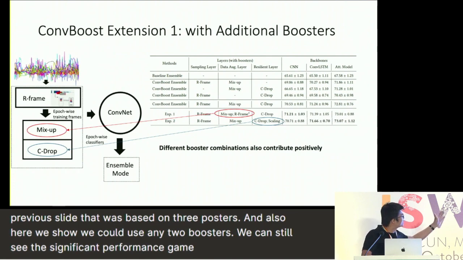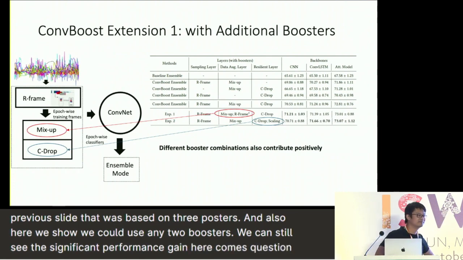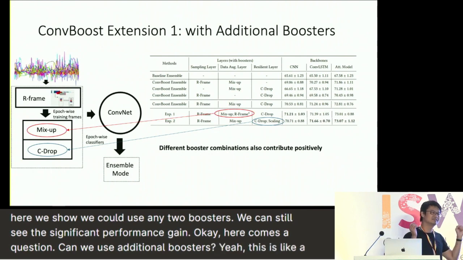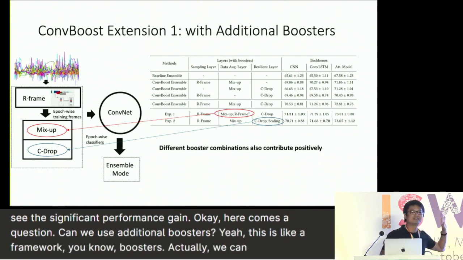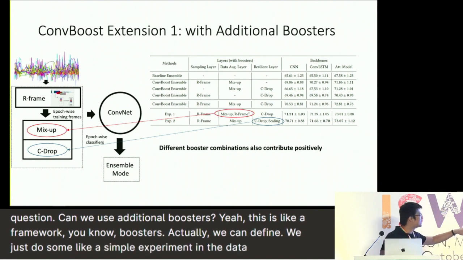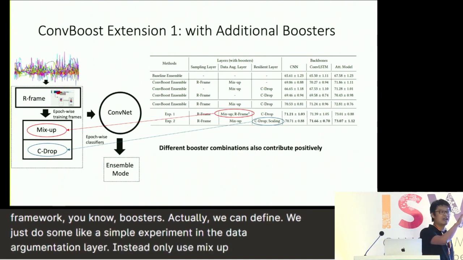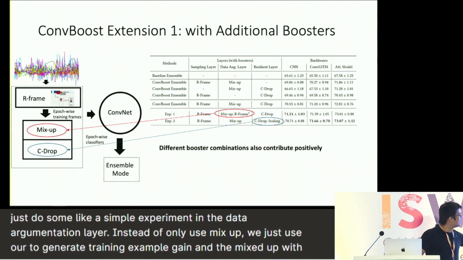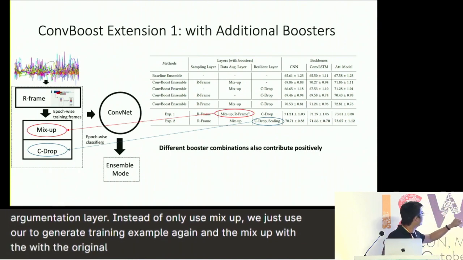Okay, here comes the question. Can we use additional boosters? This is like a framework. Boosters actually we can define. We just do some simple experiment. In the data augmentation layer, instead of only using mix-up, we just use R frame to generate training examples again, and mix-up with the original R frame in the sampling layer, okay? And we got the performance gain.